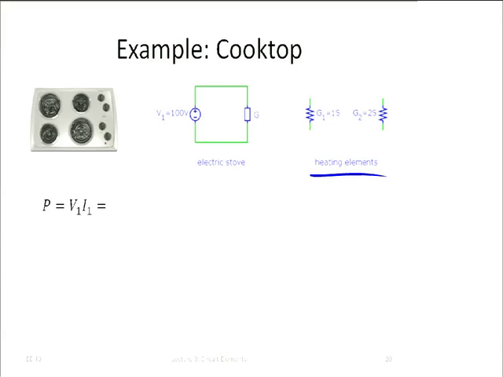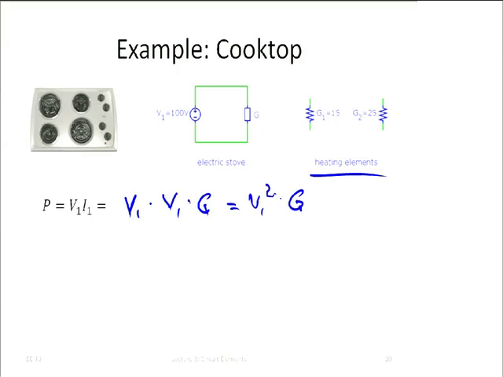Well, what's the current? Voltage over resistance, or voltage times conductance. So that's V1 squared times G. Okay, so now, how are we going to switch in the different elements, G1 and G2?